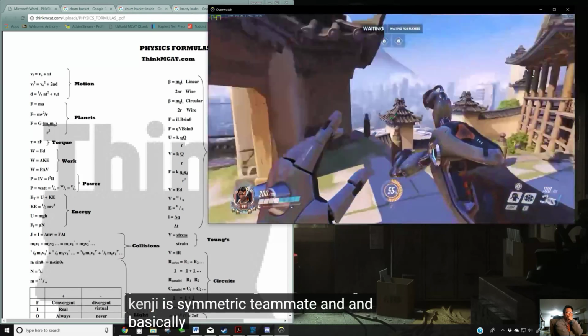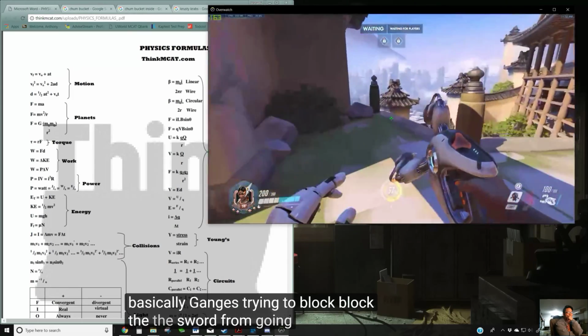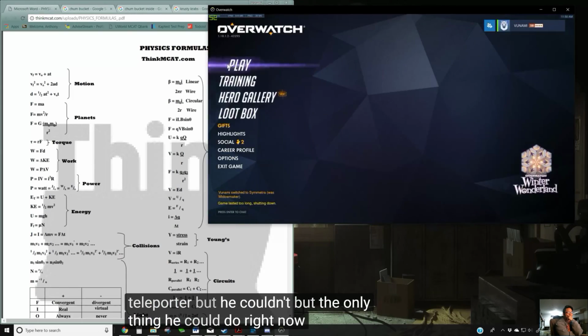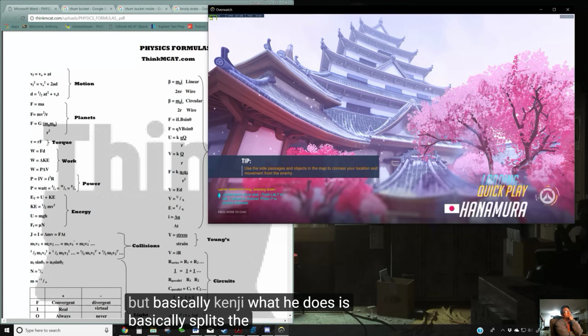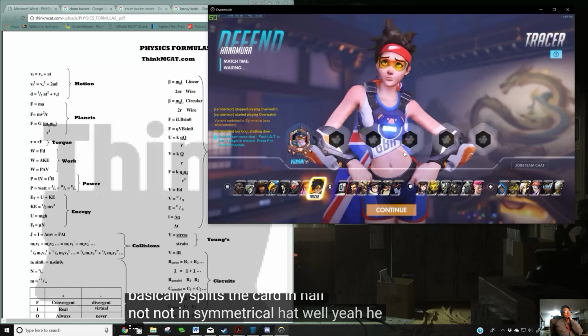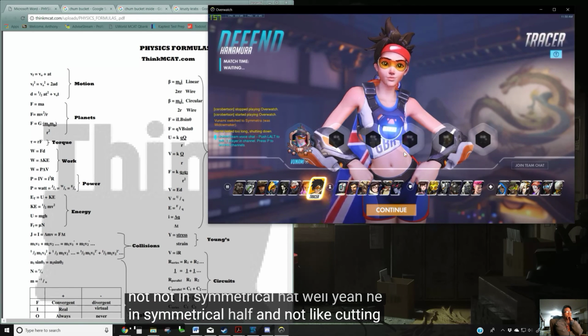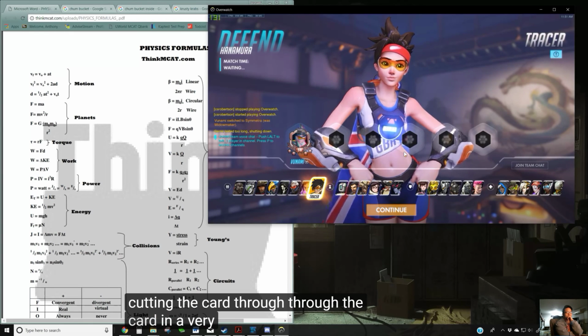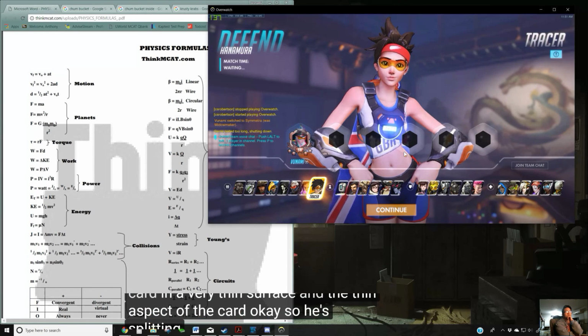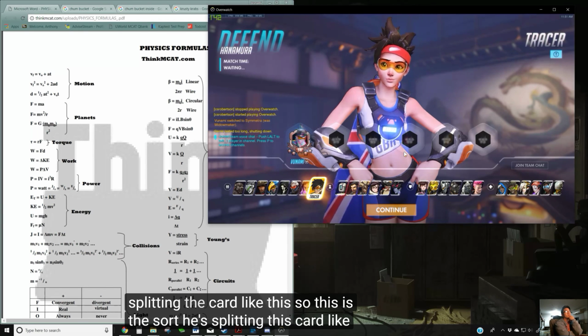Genji is Symmetra's teammate, and basically Genji's trying to block the sword from going through the teleporter. But he couldn't. But the only thing he could do right now is split the card in half. Not in a symmetrical half. Well, yeah, in a symmetrical half. Not like cutting the card like that, but basically cutting through the card along its thin aspect. Okay, so he's splitting the card like this. So this is the sword. He's splitting this card like this.